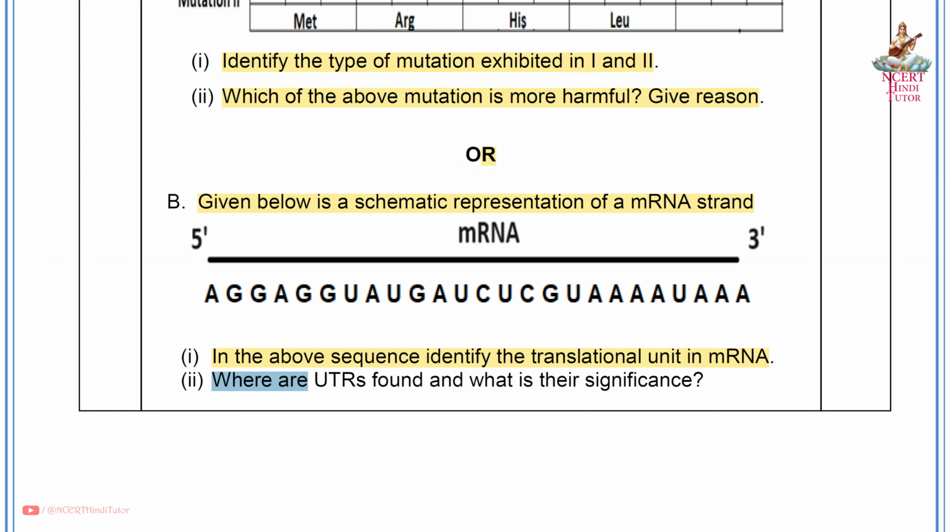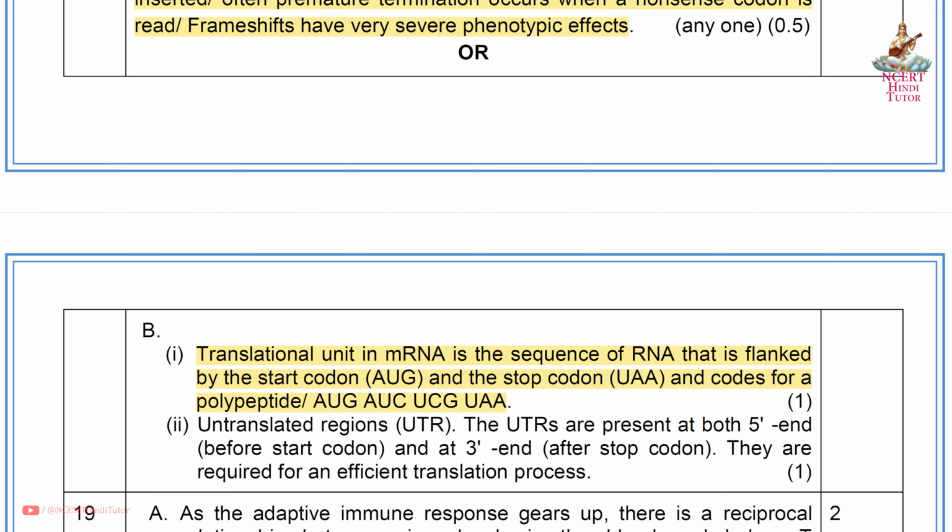Second, where are UTRs found and what is their significance? Answer. Untranslated regions, UTR. The UTRs are present at both the 5' end before the start codon and at the 3' end after the stop codon. They are required for an efficient translation process.